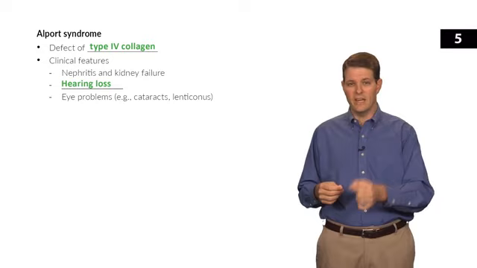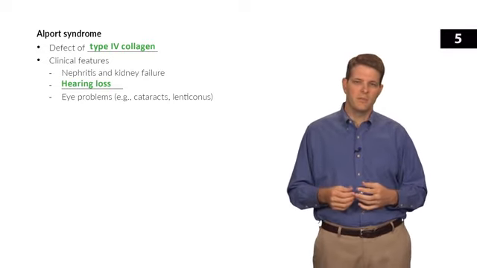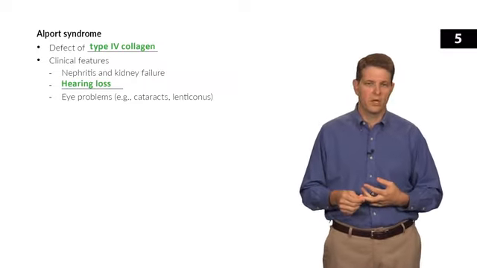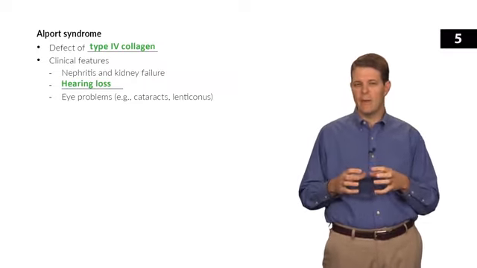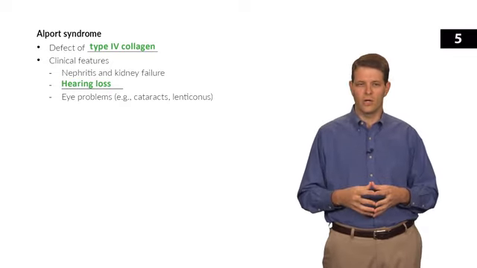So kidney disease plus deafness equals Alport syndrome. Then also sometimes you might see eye problems, specifically cataracts or something called lenticonus, where you have thinning of the capsule around the lens because the basement membrane of the lens also has type 4 collagen.